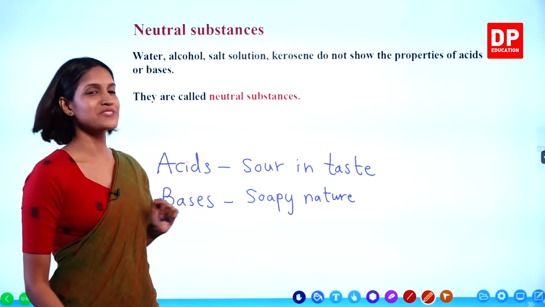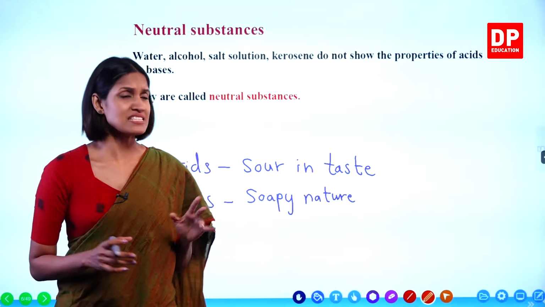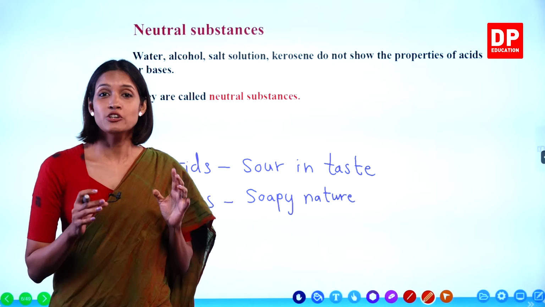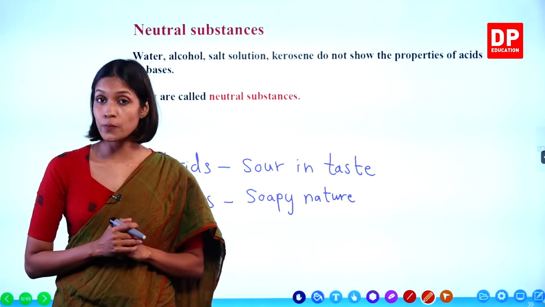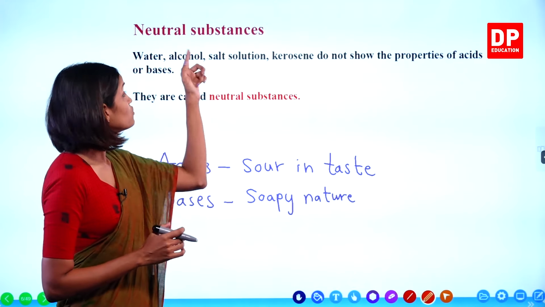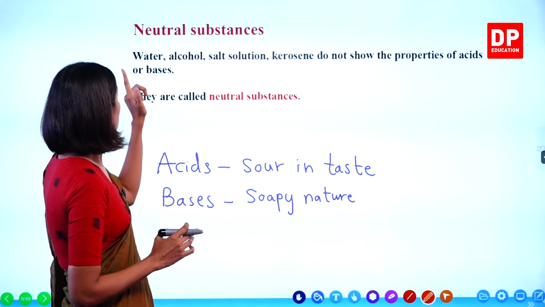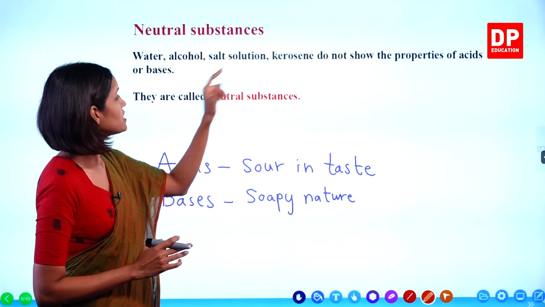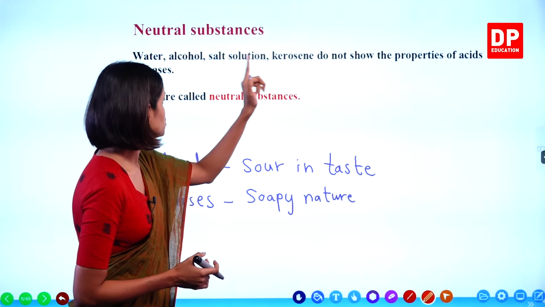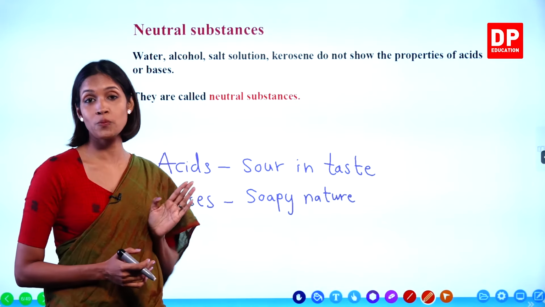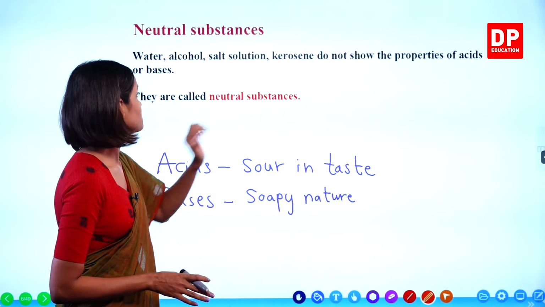So what are these neutral substances then? Remember, apart from these acids and bases, there's a third type of substances called neutral substances. They don't show any type of acidic or basic properties. It means these neutral substances do not belong to acids or bases. Okay? Water, alcohol, salt solution. Now these are the examples. Here, water, alcohol, salt solution, kerosene do not show the properties of acids or bases. Okay, so they are called neutral substances.